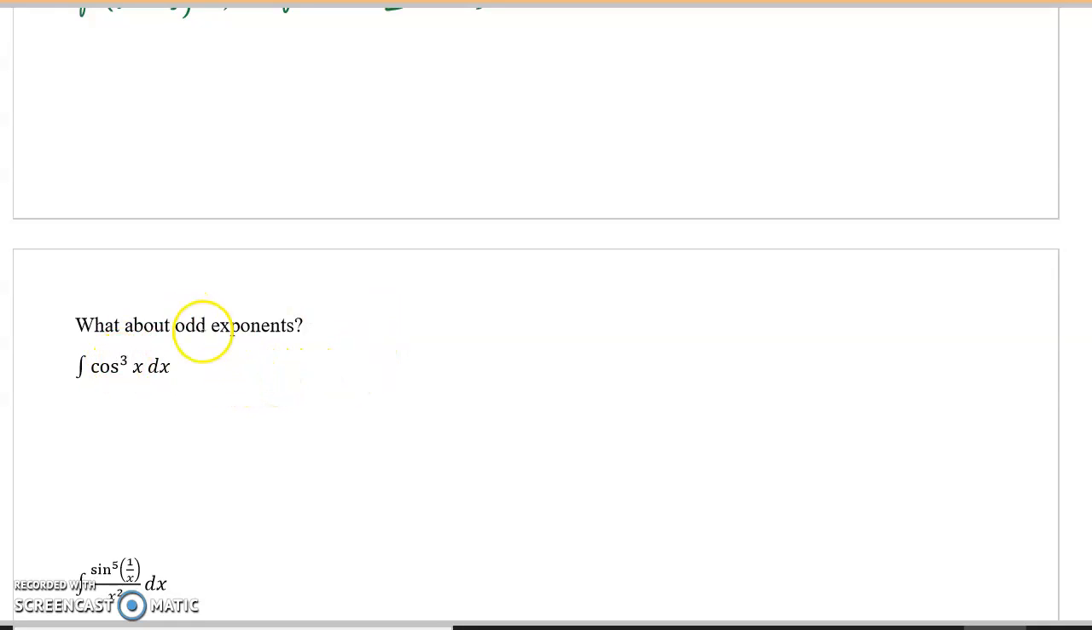Well, that's good, actually. When you have odd exponents, we can leave one factor for u sub. The remaining even number of factors can be rewritten using the Pythagorean identity. So how does that work? We're going to leave one factor out for u sub, so cosine of x is going to be the one factor, and what's left is two more factors, so cosine squared of x dx.